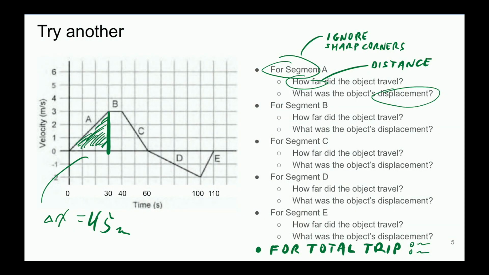It's easy when it's plus. Let's go do a minus. I'm going to go down and do segment D. Let me do segment E instead, all right?